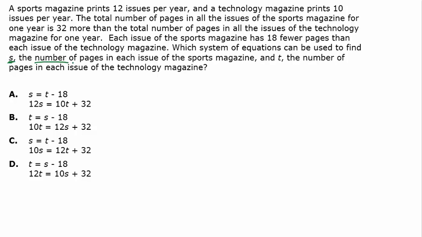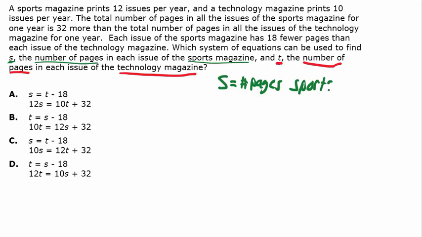So S is the number of pages in the sports magazine. So that's going to be important. Two pieces of information: the number of pages, and it's the number of pages in the sports. Alright, and T is going to be the number of pages in the technology magazine. So let's go and write that out real quick. S equals number of pages sports, and T is the number of pages in the tech.